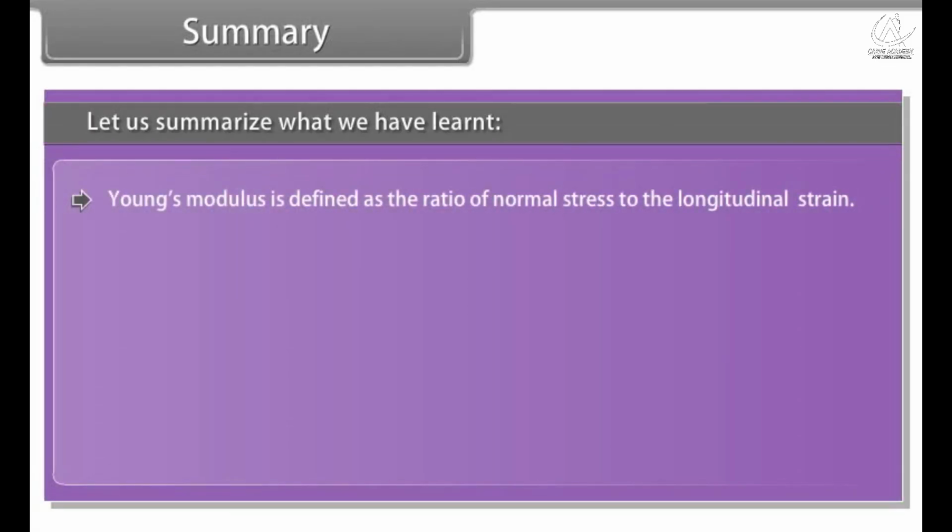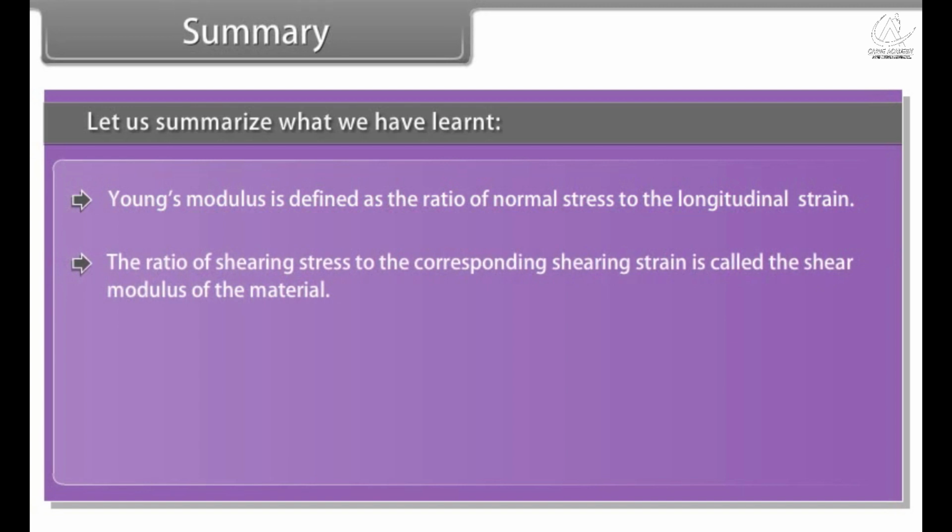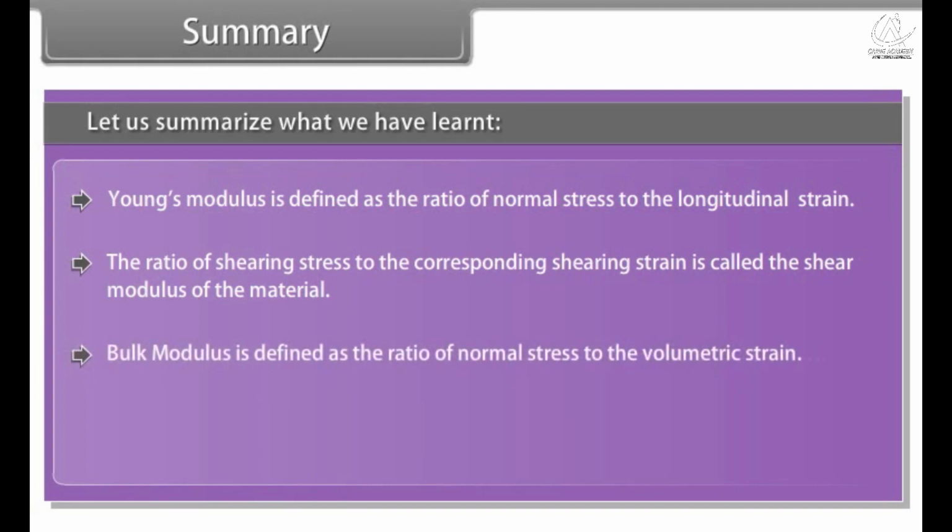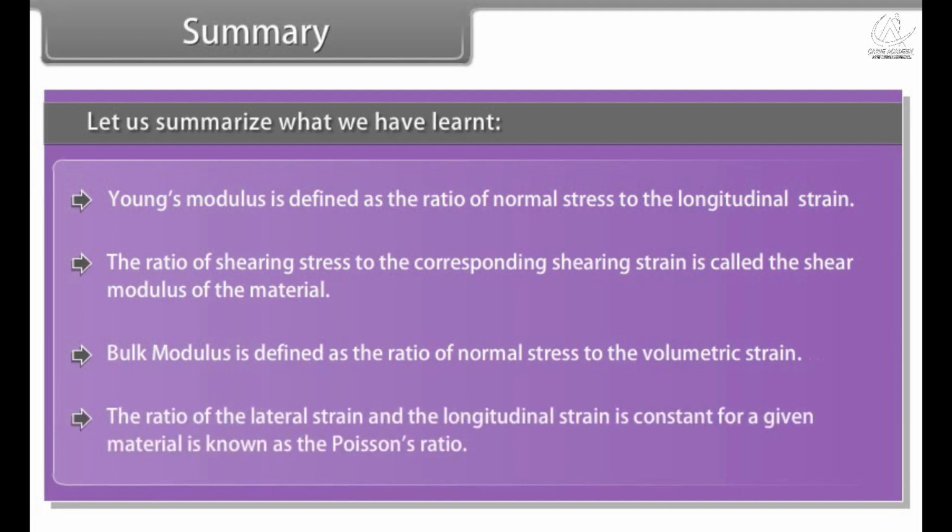Young's modulus is defined as the ratio of normal stress to the longitudinal strain. The ratio of shearing stress to the corresponding shearing strain is called the shear modulus of the material. Bulk modulus is defined as the ratio of normal stress to the volumetric strain. The ratio of the lateral strain and the longitudinal strain is constant for a given material is known as the Poisson's ratio.